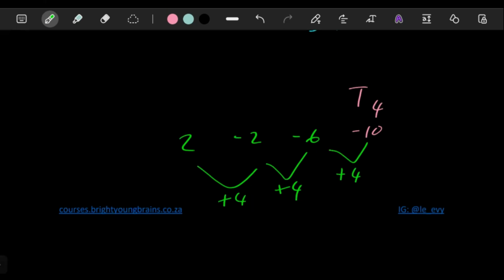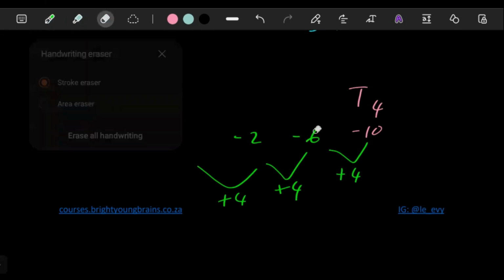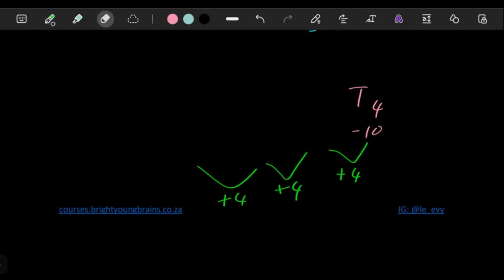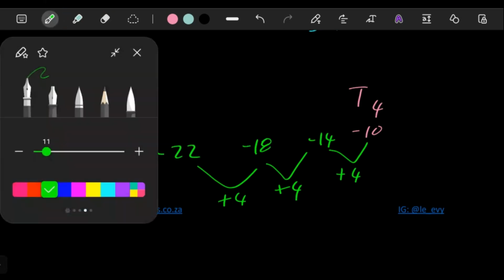No. Wait, what? Opposite, minus. Wait, if you do negative 4 minus 4, that's minus 14. My maths is so off. Negative 10 minus 4 is going to give you negative 14. Minus 4 is going to give you negative 18. Minus 4 is going to give you negative 22. That was awkward, that was properly awkward.